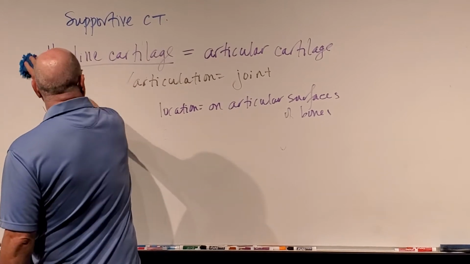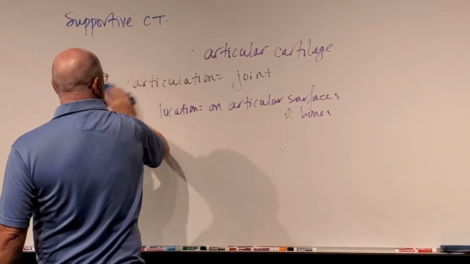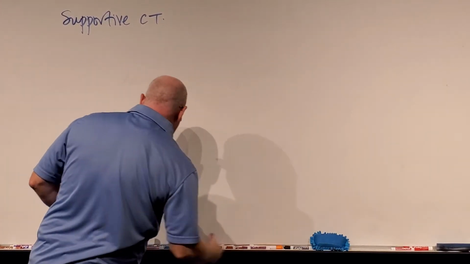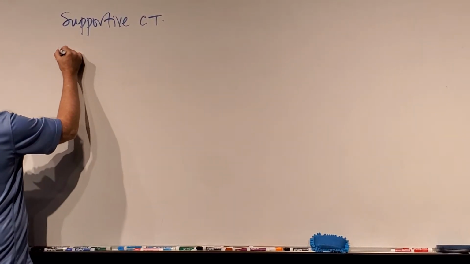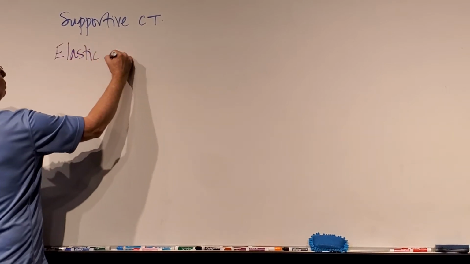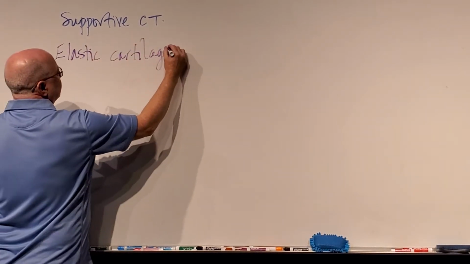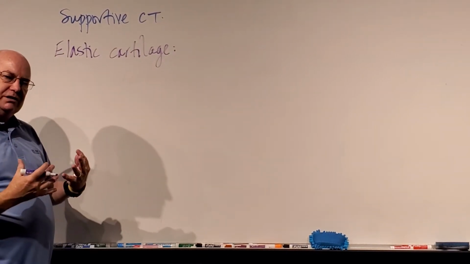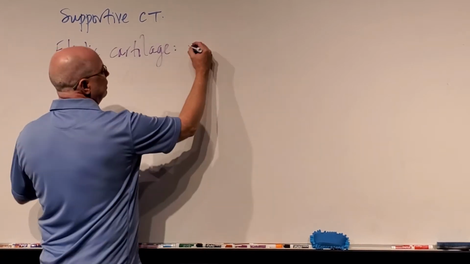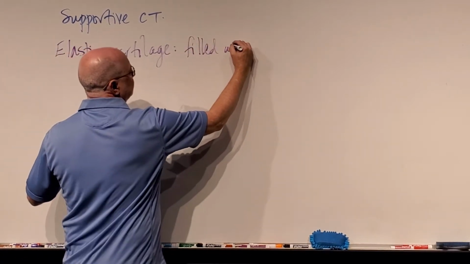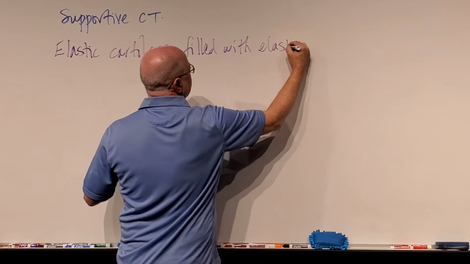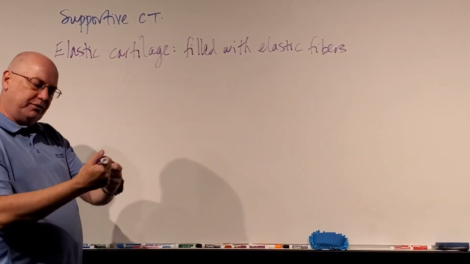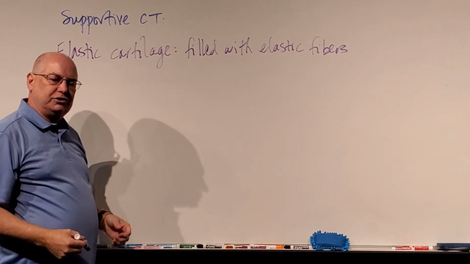The second cartilage we're going to look at is called elastic cartilage. If you remember in lab, I called elastic cartilage the fuzzy cartilage because it has a very fuzzy appearance. When it comes to elastic cartilage, the matrix looks real fuzzy because the ground substance is filled with elastic fibers. And you should know what elastic fibers do. They provide elasticity or flexibility. So this is a very flexible cartilage.